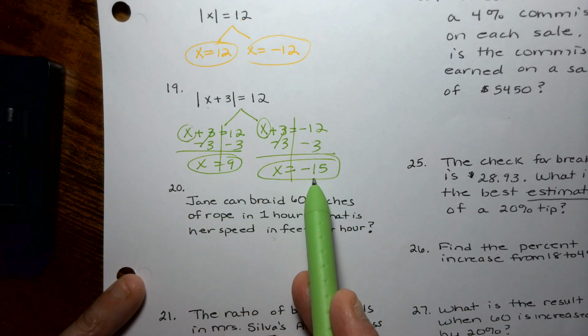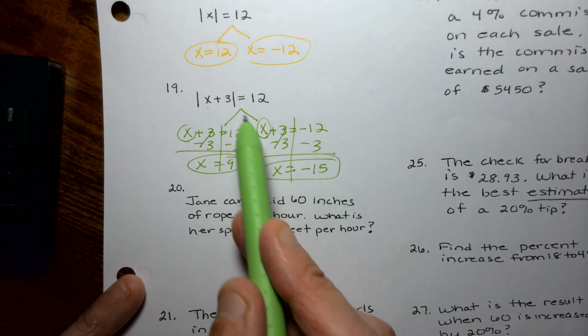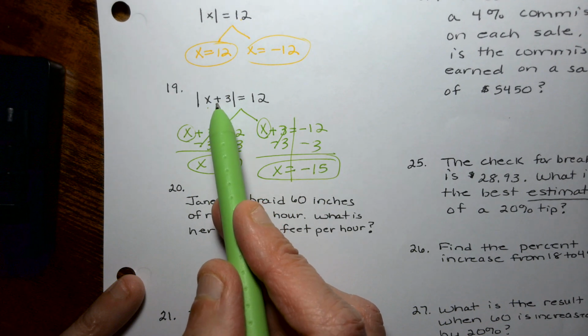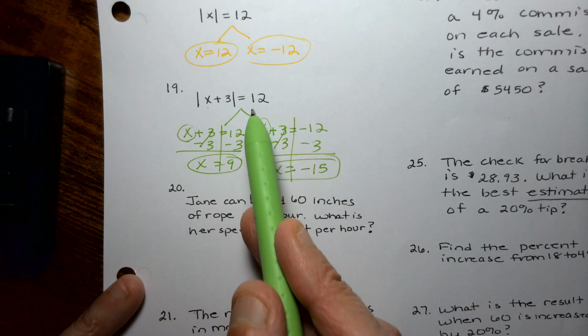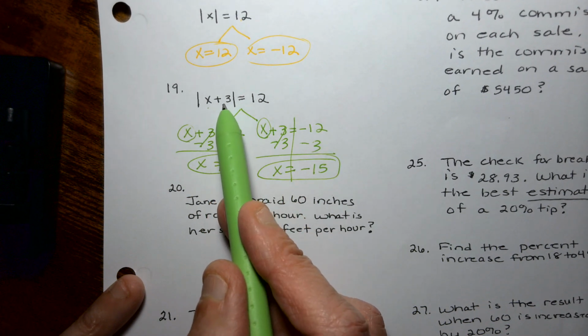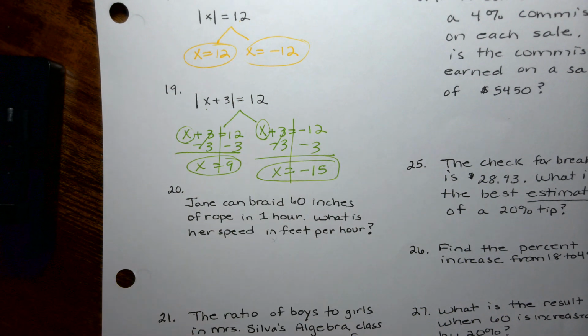I have 2 distinct answers, both of which work. Negative 15 plus 3 is a negative 12. Take the absolute value, you get 12. 9 plus 3 is 12. Absolute value, I get 12. They both work. They're both full-fledged answers, and they're both worth 1 point on the test.